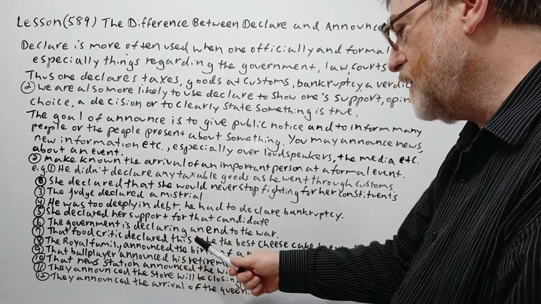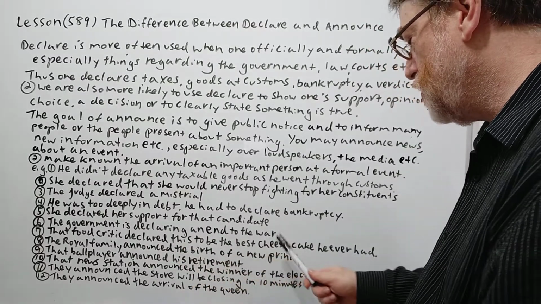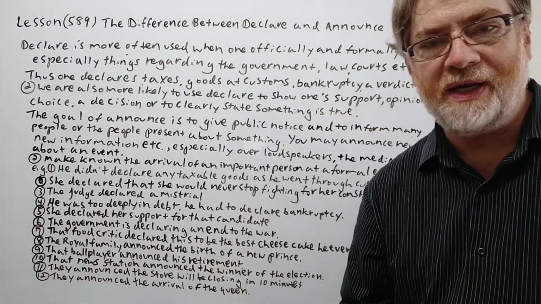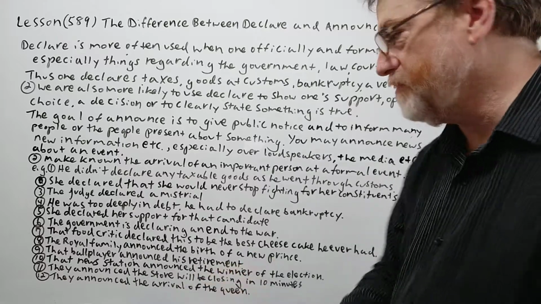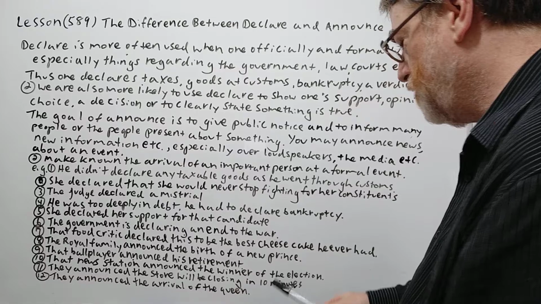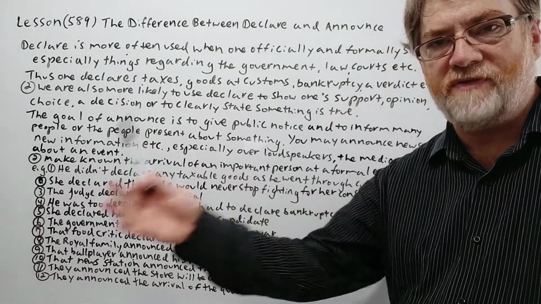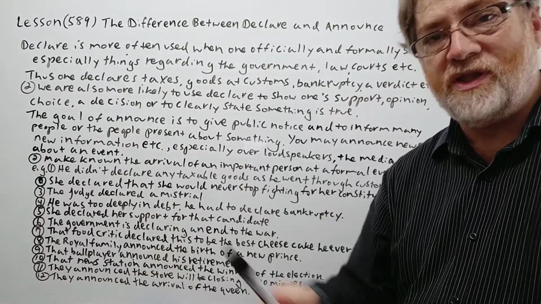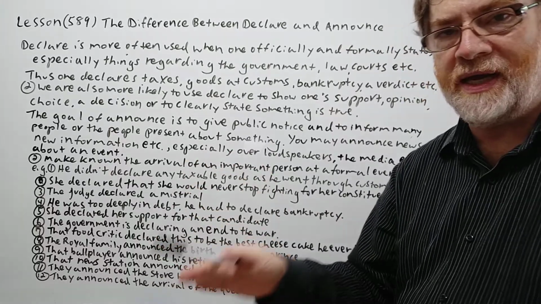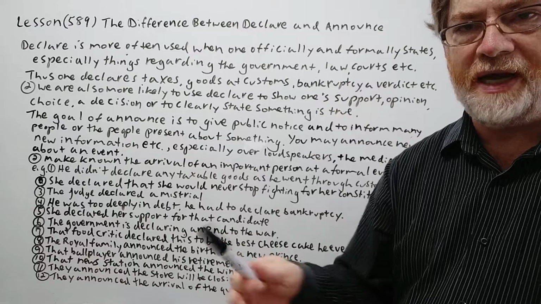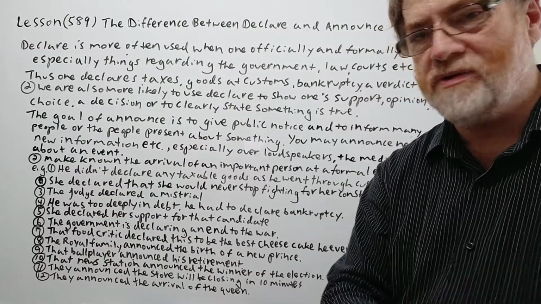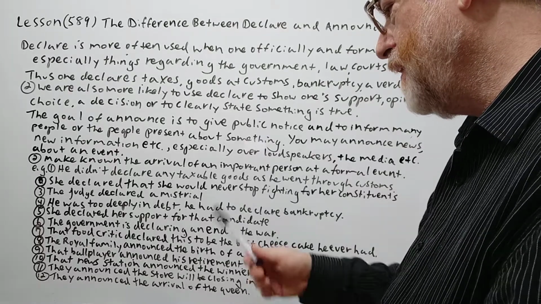Number 7: That food critic declared this to be the best cheesecake he ever had. So again, he's saying this is true, this is his opinion, at least from his point of view. Number 8: The royal family announced the birth of a new prince. Well, they're not declaring it. They're just giving information in this case. Even though the royal family sounds a little bit like government and authority, in this case the main goal is just to let people know. So announce is still more common.